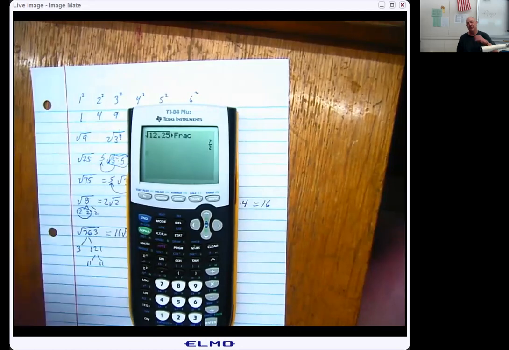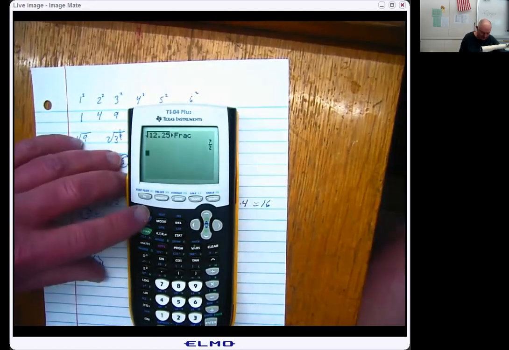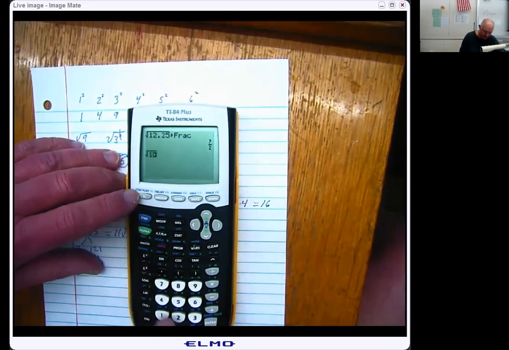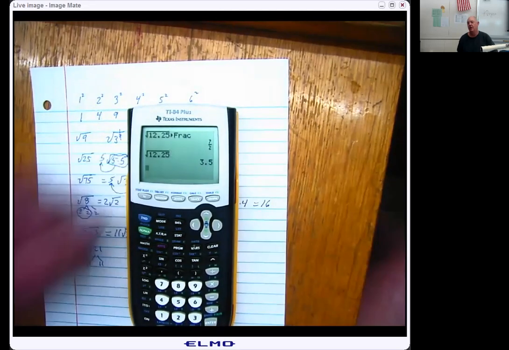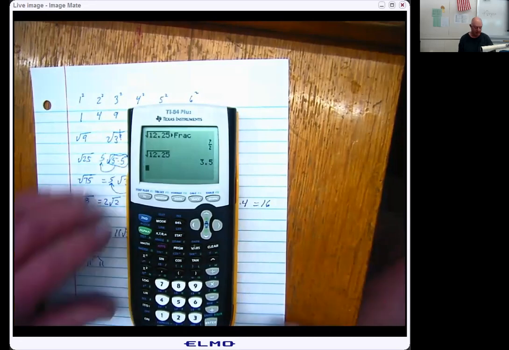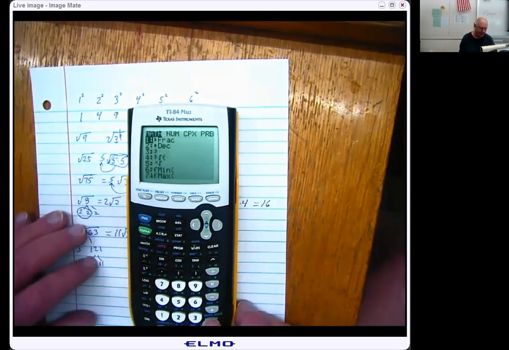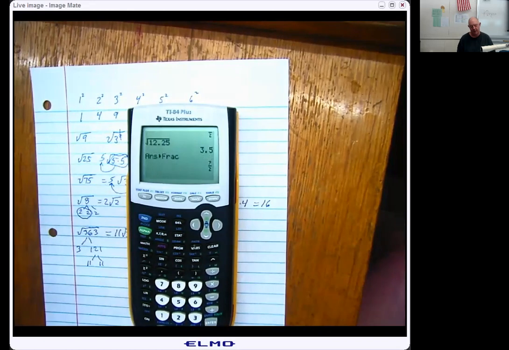So anyway, 7/2. And if you were to take the square root of 12.25, you'd see that it equals 3.5, which is 7/2, and we can play with math again. Boom, and there we go.